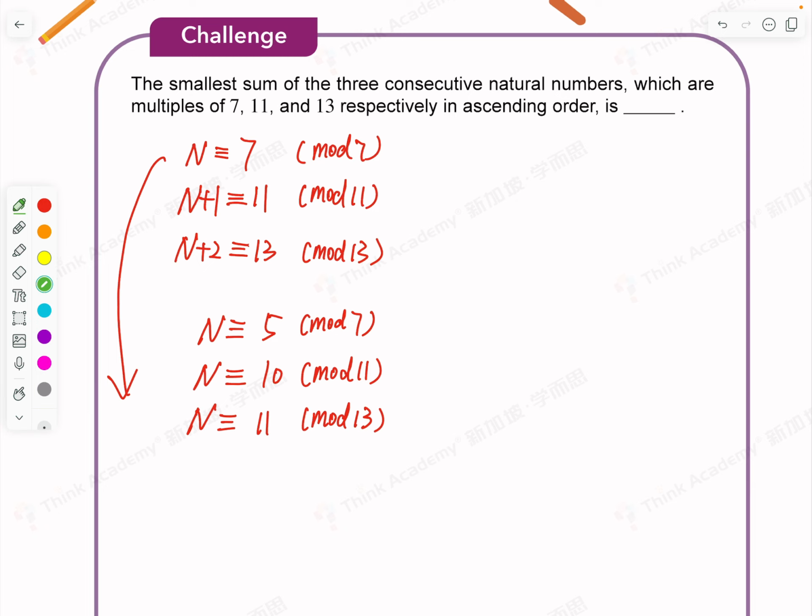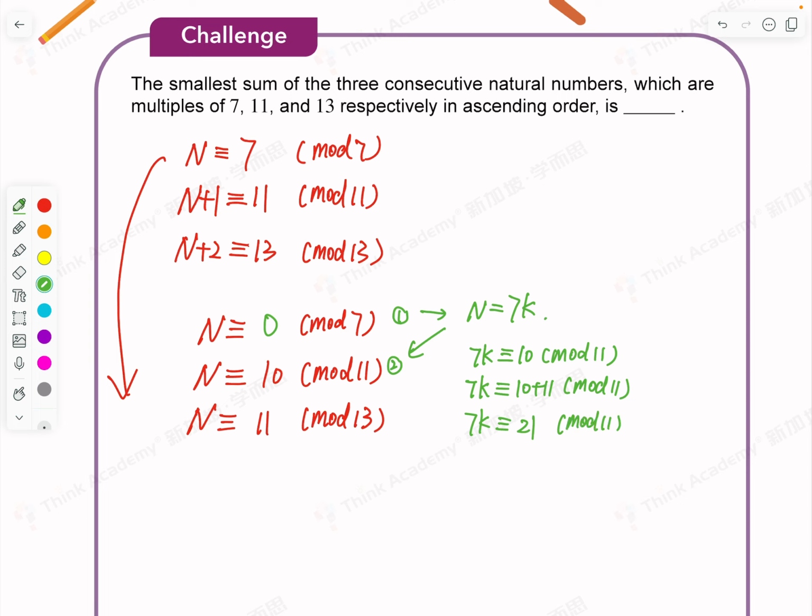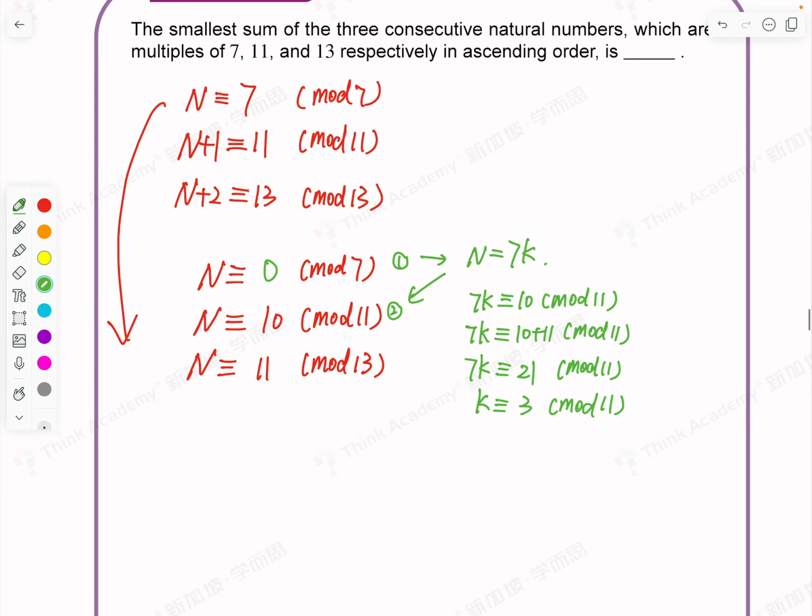Oh, sorry, this one we don't need to minus 2. So this is congruent to 0. So for the condition 1, it should be n equals to 7k. So let's take the place to equation 2. 7k congruent to 10 if I mod 11. So 7k congruent to what? This time I want to be the multiple of 10. So of course 10 plus 11 mod 11. So 7k congruent to 21 if I mod 11. So k congruent to 3 if I mod 11. So I can see k's general form is k equals to 11m plus 3.